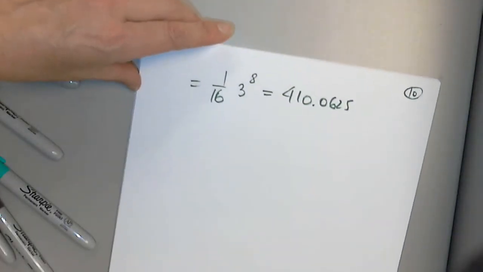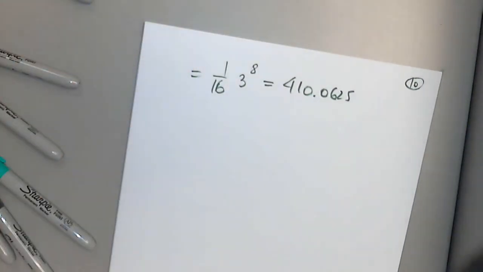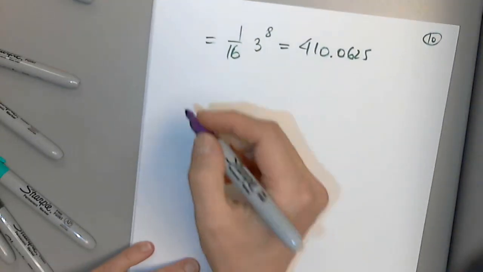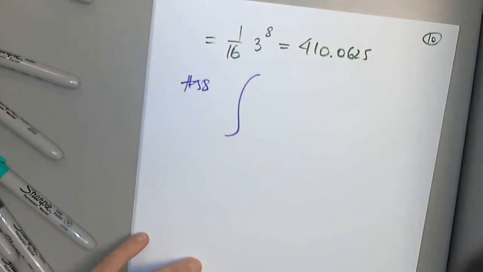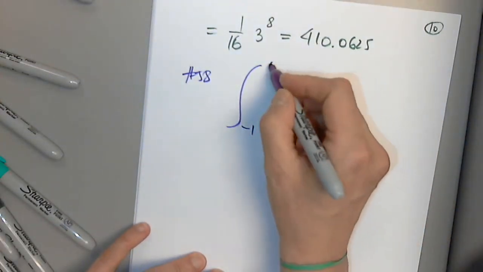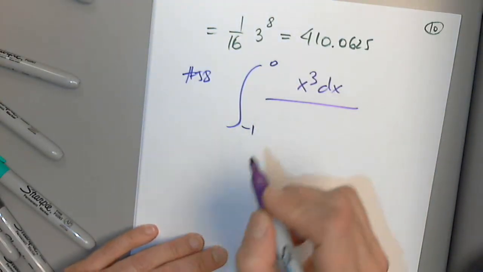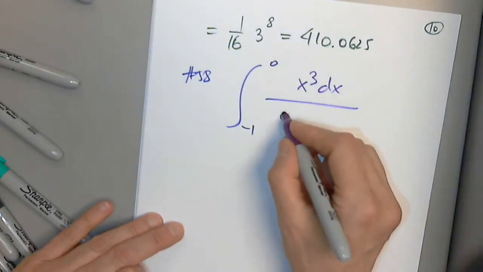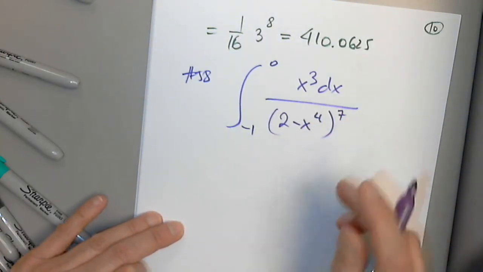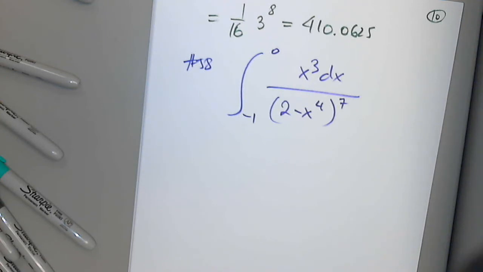Okay, please choose another. 58. Excellent. The integral from -1 to 0 from x cubed dx over 2 minus x to the 4th raised to the 7th power. Okay, what bothers you here? 2 minus x to the 4th. Right, this is what bothers me, especially because it's at that power.